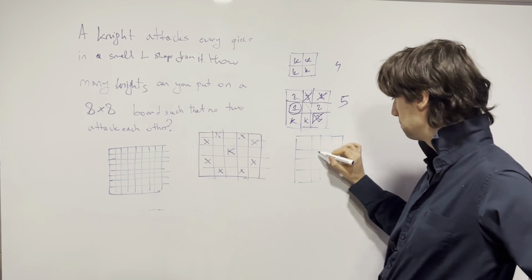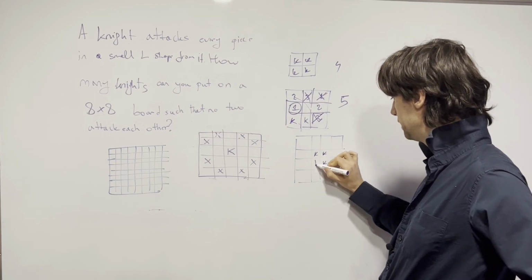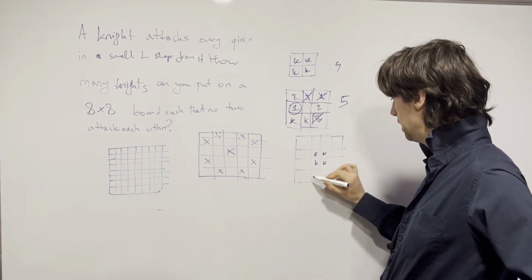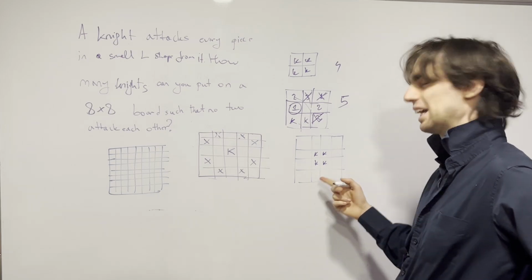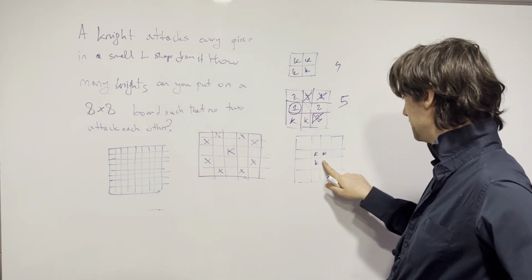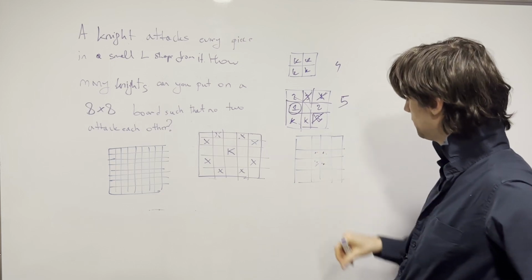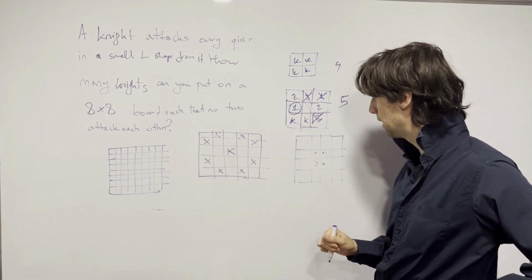Like, here, can I make a plus? A knight, a knight, a knight. No, I cannot make a plus. I can't make a giant plus because now everything is taken. So let's see if there's anything else we can do. Can I make an X?